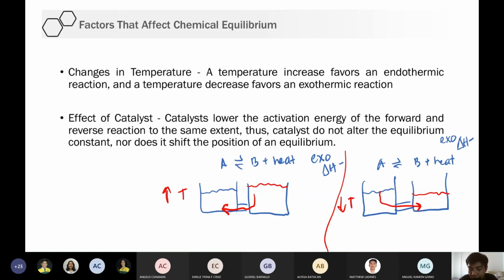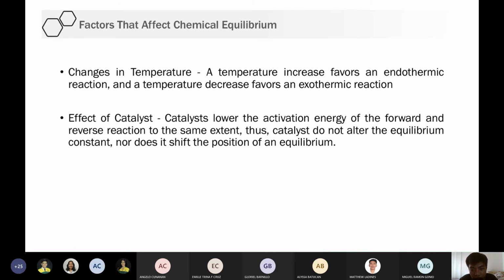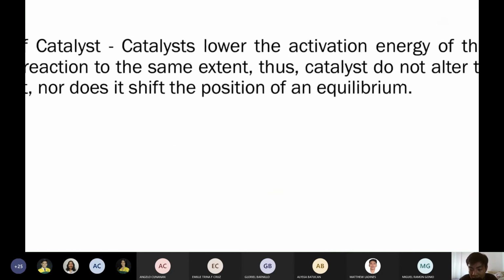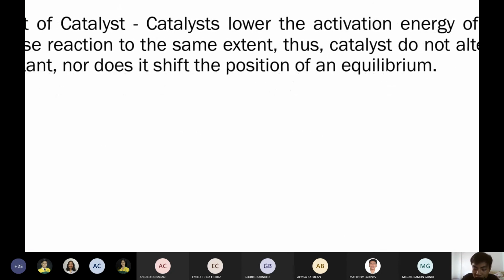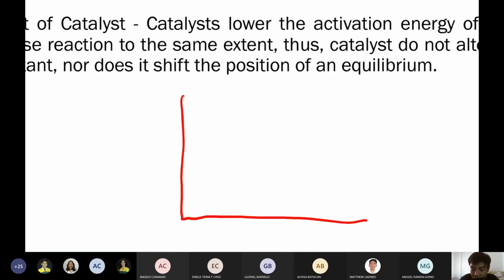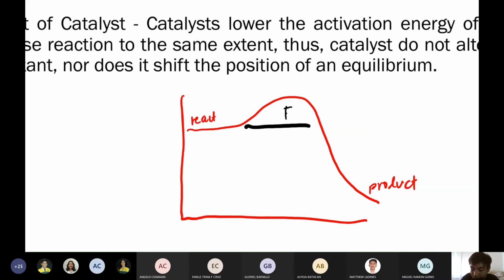And the last one, we have the effect of a catalyst. So what is the effect of a catalyst? The effect of a catalyst is that it lowers the activation energy. If you could still recall your Gen Chem 2, what is activation energy? That is the energy barrier of the reaction. Okay. So suppose this is the energy of your reactant, this is the energy of your product. There is a big hump in between. We call that the activation energy.